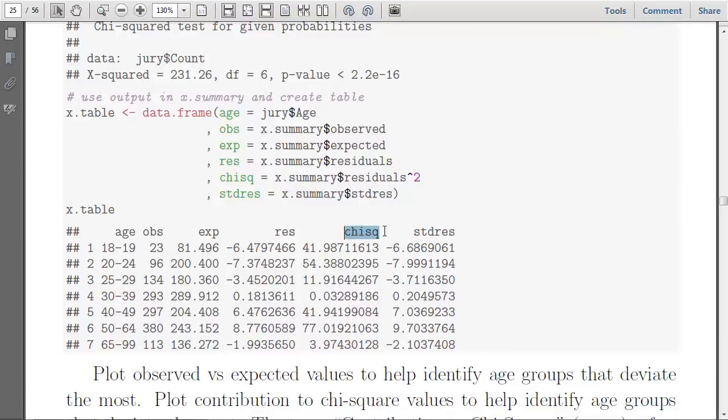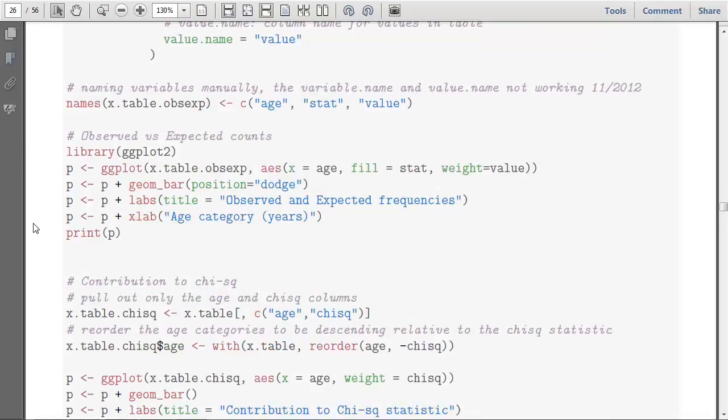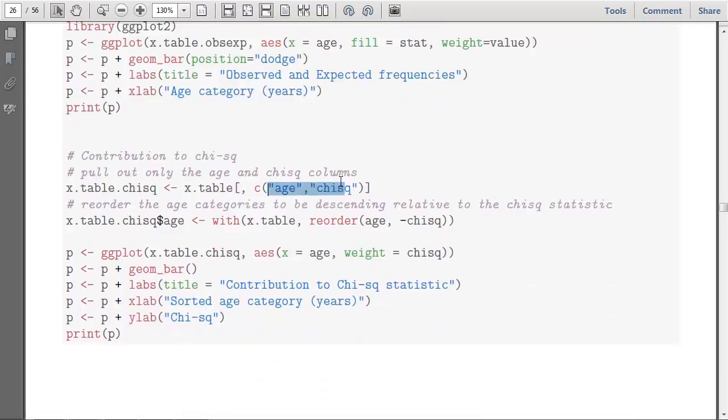And so in particular the chi-square might not be in the 5th position anymore. And so it's much safer to refer to these columns by their actual names, because the names are less likely to change than their position. Okay, so now we have a small table that only has 2 columns in it, and we're going to reorder the ages in the data frame in descending order, that's the minus sign, based on the chi-square statistic.